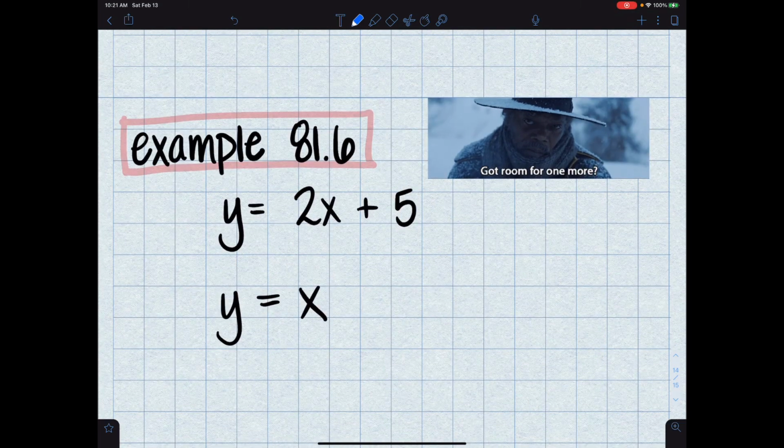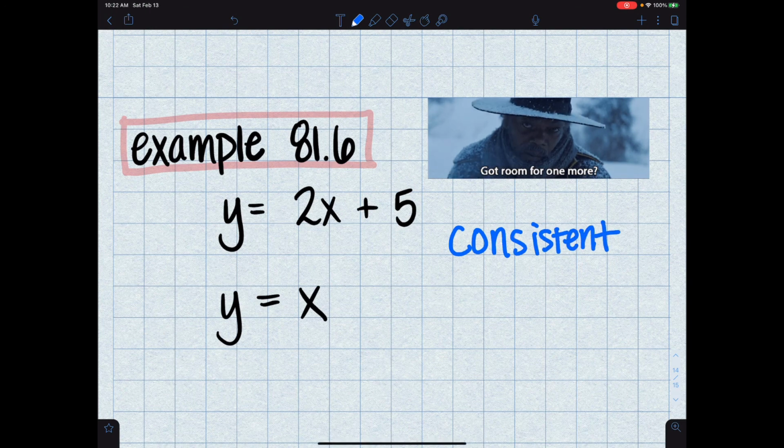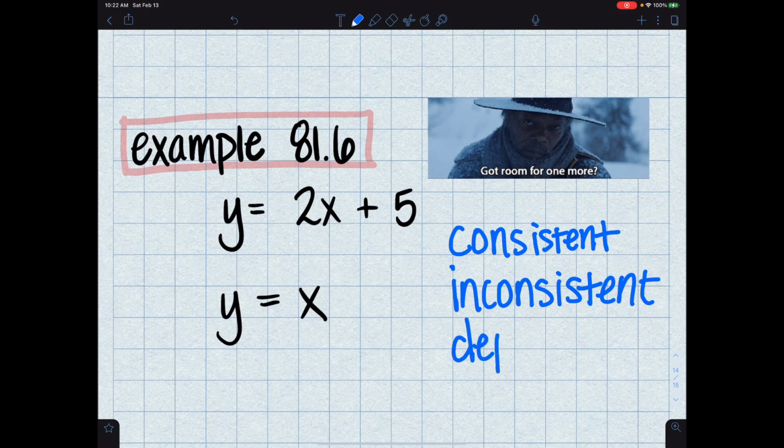Okay, and we are back, and we are going to look at example 81.6. This is the last one. They want to know whether these equations are consistent or inconsistent, which means they have no point in common, so they have to be parallel lines, or are they dependent, which is basically just one line on top of another. I don't think it's that, because it doesn't look like you can get one to equal the other by multiplying by something, but that's okay. So it's probably going to be one of those first two.